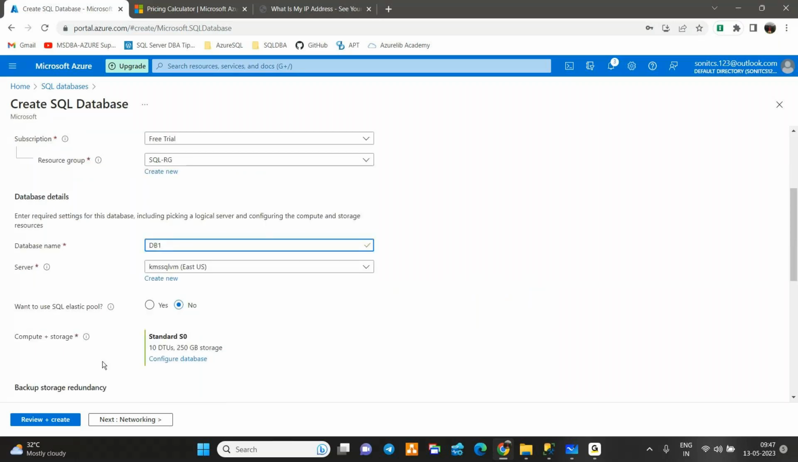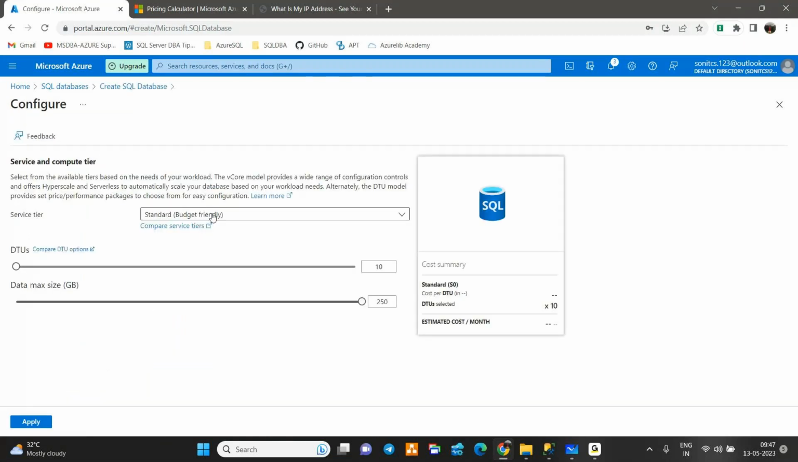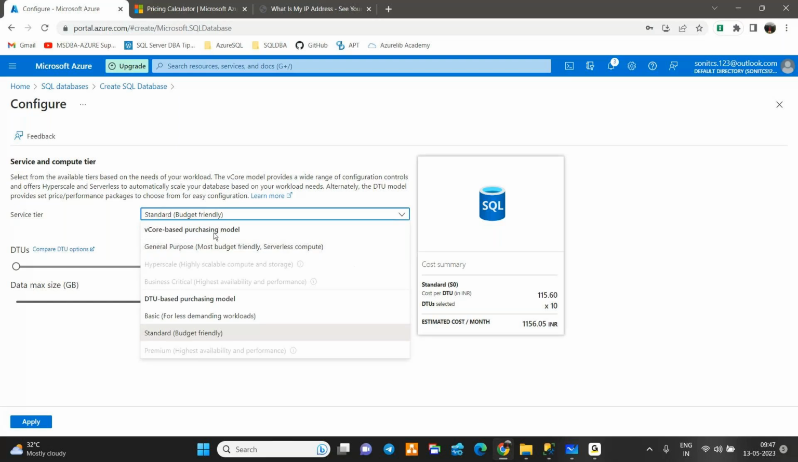Sizes. Okay, so go to the compute and storage. Click on configure. Under configure, if you scroll down, you will see the DTU purchasing model and the vCore purchasing model.